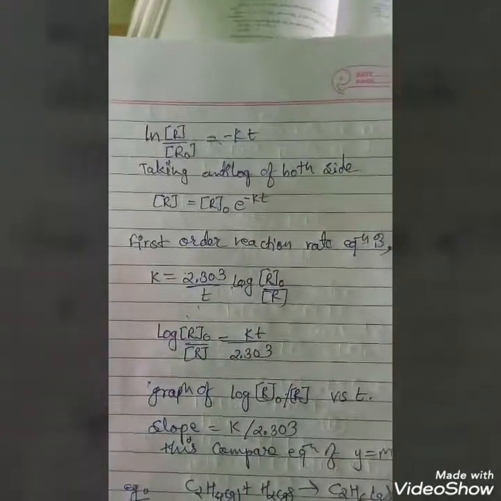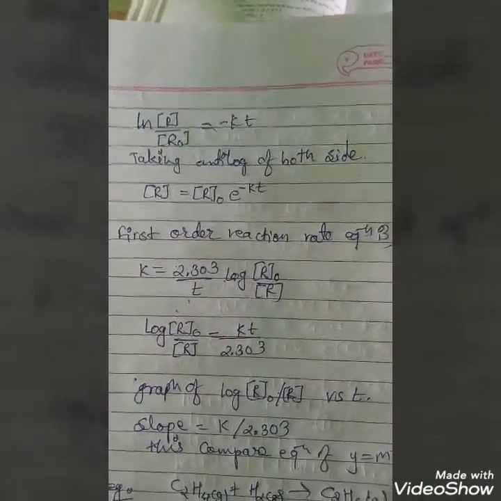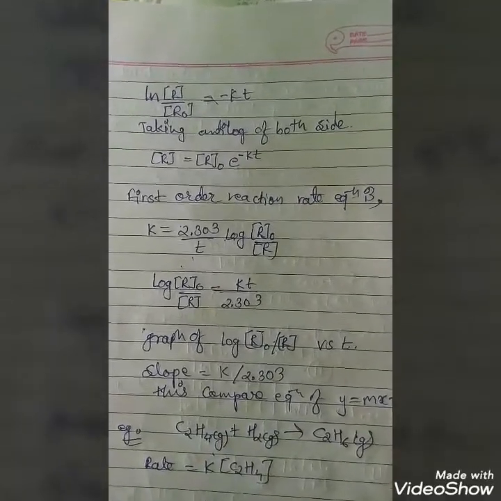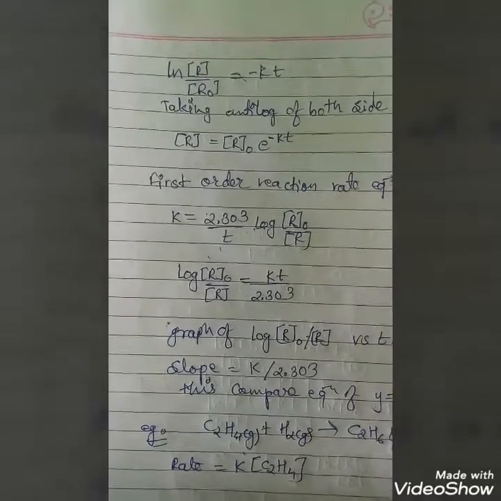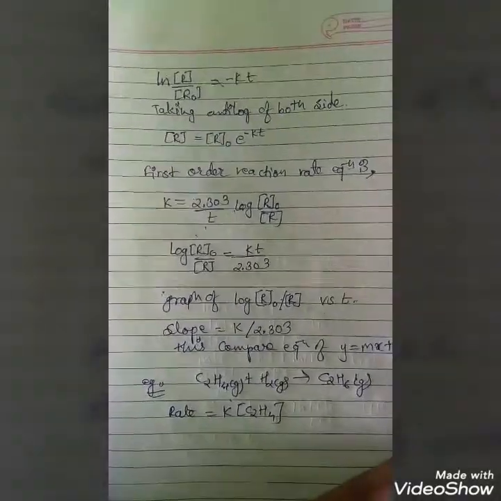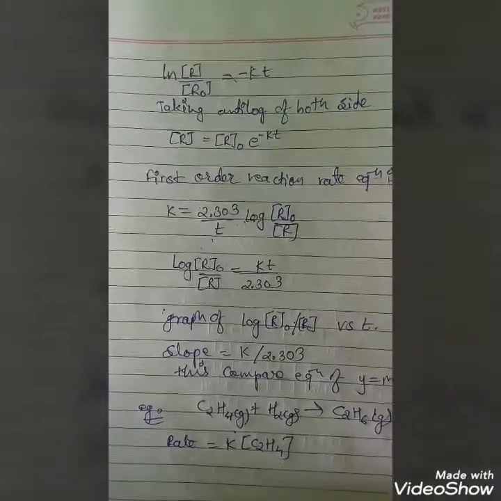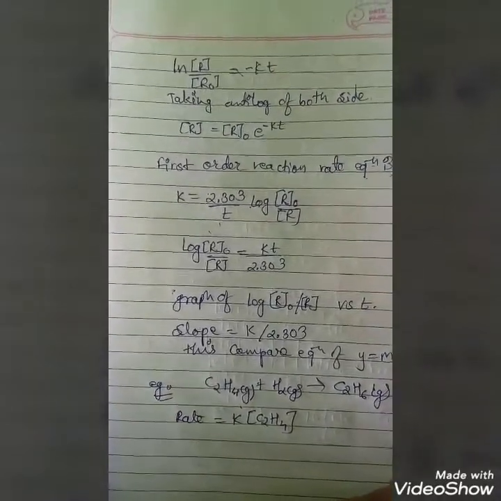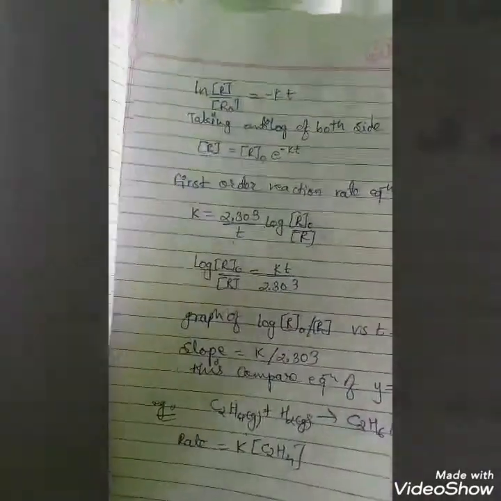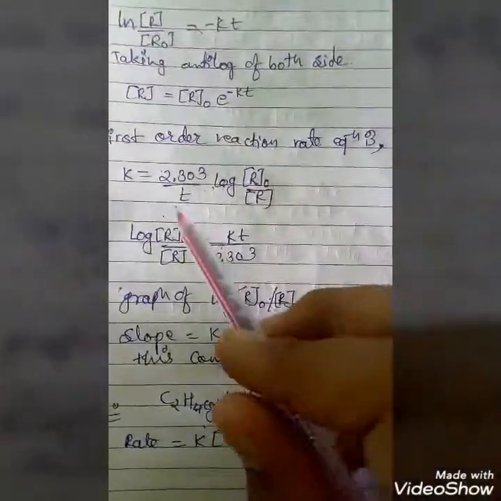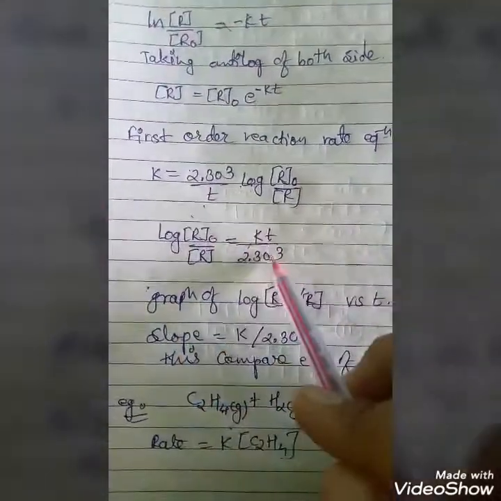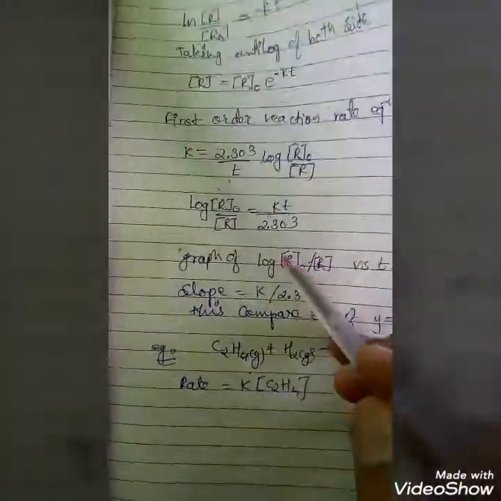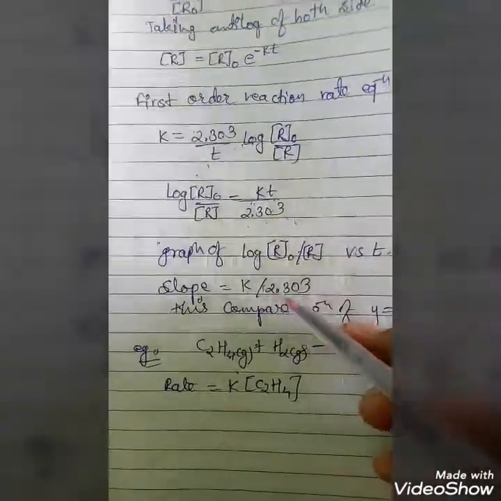Now ln R by R naught is equal to minus kt. Taking the antilog of both sides, we get R is equal to R naught e to the power of minus kt. The first order reaction equation is k is equal to 2.303 by t log R naught by R. We change log R naught by R here, and the value is kt upon 2.303. The slope of the line is equal to k upon 2.303.